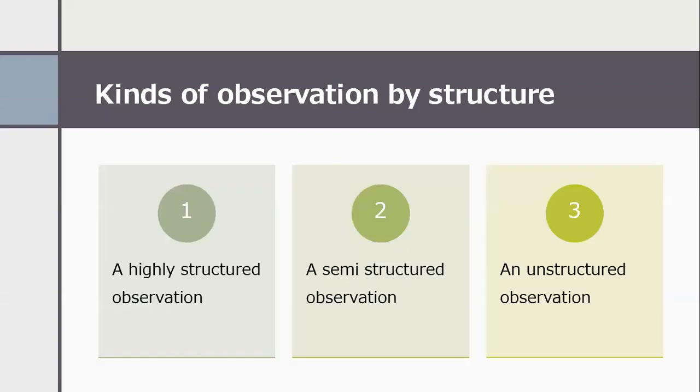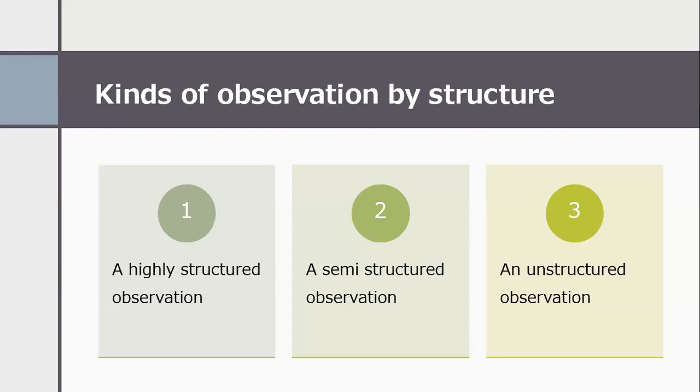Kind of observation by structure. We have three kinds of observation by structure: a highly structured observation, a semi-structured observation, and unstructured observation. A highly structured observation is the information in which the observation is recorded. A standardization of condition and of observation provides systematic description. It is a test of causal hypothesis. Researcher knows in advance what he is doing and what he is looking for in his research. It is clearly defined to provide reliable data on the question to be asked.